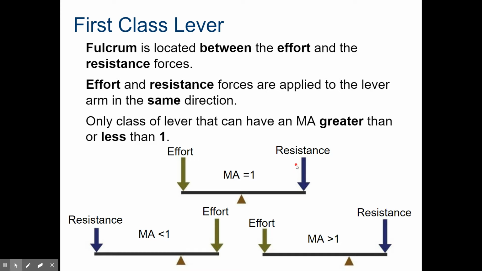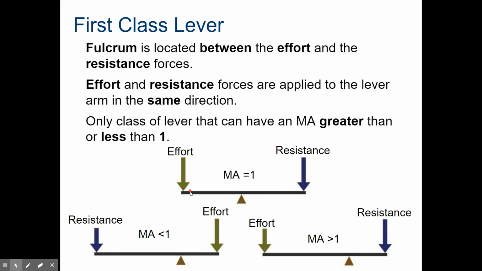Okay, that fulcrum, if you and a buddy sit on each end, one of you is the effort, one of you is the resistance, the fulcrum's in the middle. So a teeter-totter is an example of a first class lever. The effort and resistance forces are applied in the same direction. So both forces here in all of these three examples are going down.